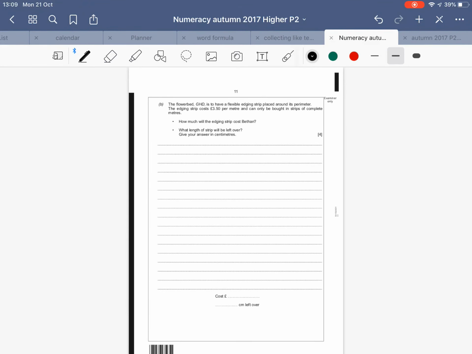Flower bed GHD is to have flexible edging strip around its perimeter. The edging strip costs £3.50 per metre and can only be bought in strips of complete metres. How much will the edging strip cost Bethan? What length of the strip will be left over? Give your answer in centimetres.